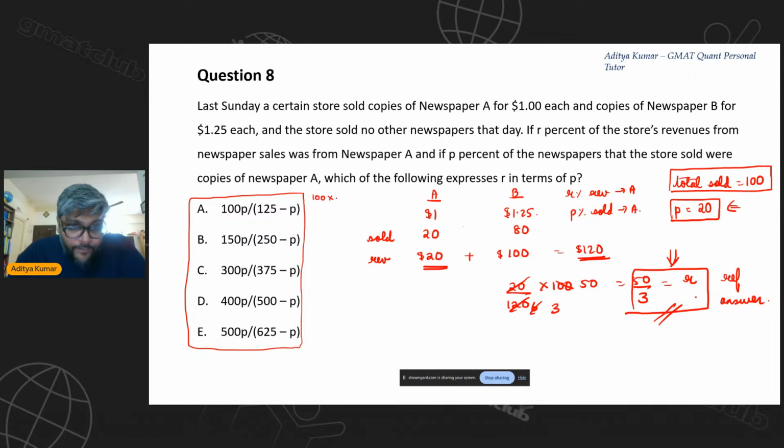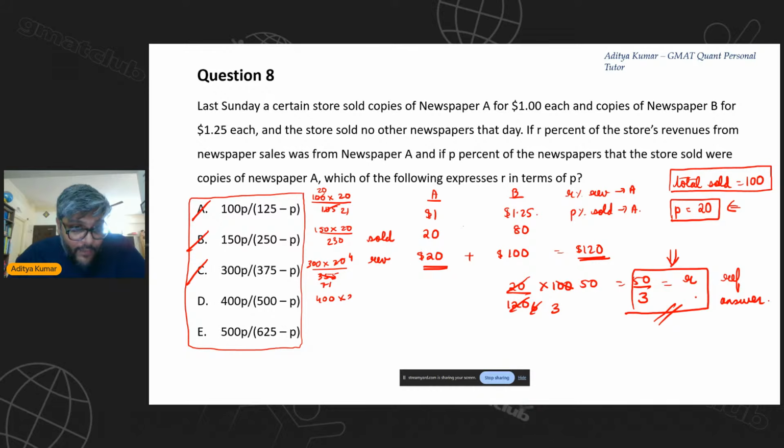So that's 100 times 20 divided by 125 minus 20, which is 105. That's giving me a 21, and that's 20. That's 400 by 21. Clearly not possible. 150 into 20 divided by 230. That's not going to give me a 50 by 3 for sure. 300 into 20 divided by 355. That's going to give me some weird 71, right? If I simplify, that's not going to be a possibility.